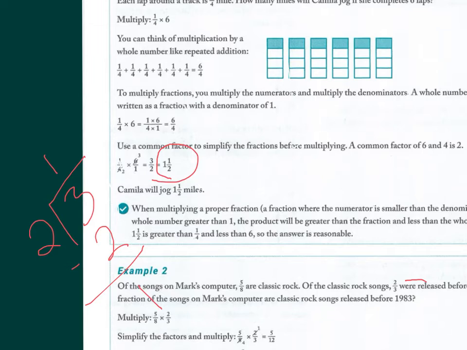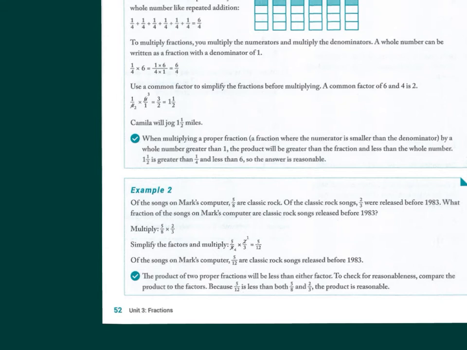Let's look at example 2. Let's put an arrow there so we know where example 2 is. Of the songs on Mark's computer, 5/8 are classic rock. Of the classic rock songs, 2/3 were released before 1983. What fraction of the songs on Mark's computer are classic rock songs released before 1983?